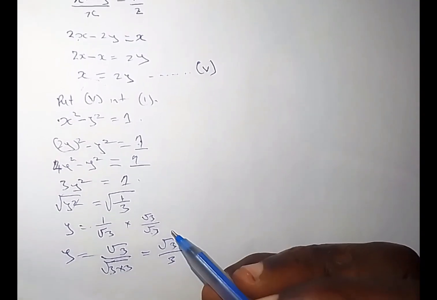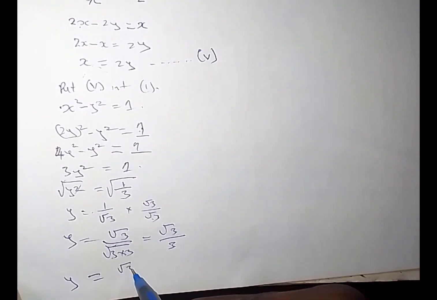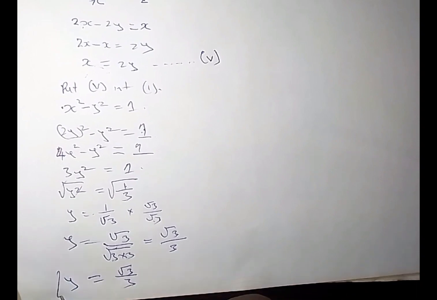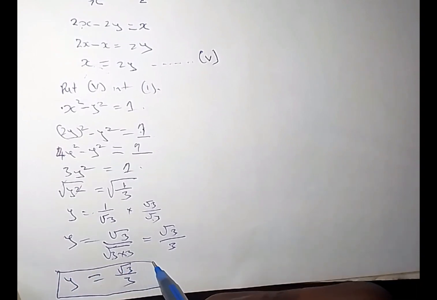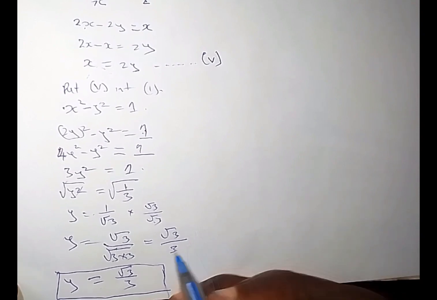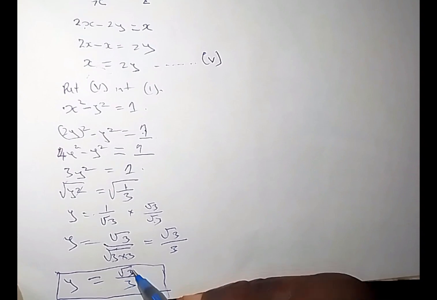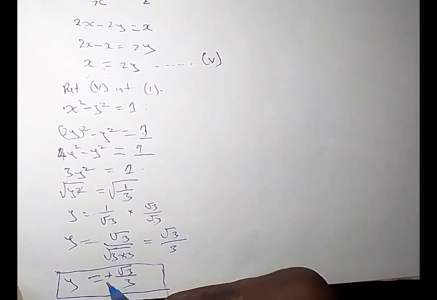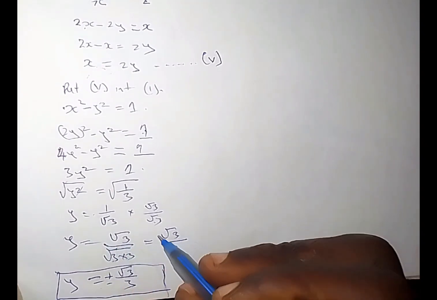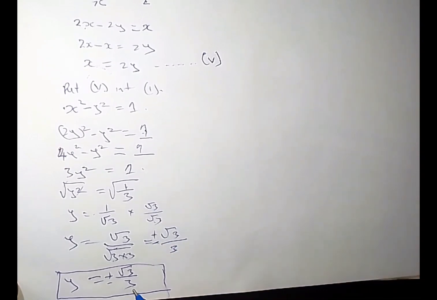So this is the value of y. Therefore, y is equal to square root of 3 divided by 3. This is the value of y. You can see our y has been expressed in form of values. But you know that the value of square root is going to be positive or negative. So all this should be with a positive or negative sign.